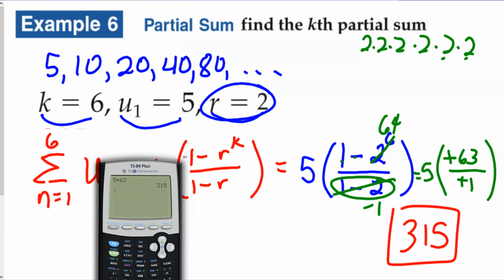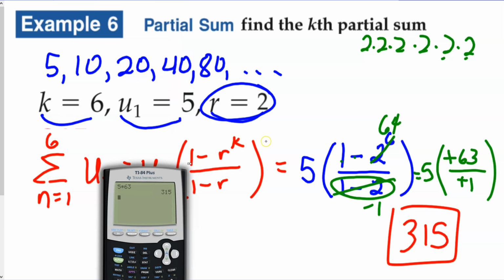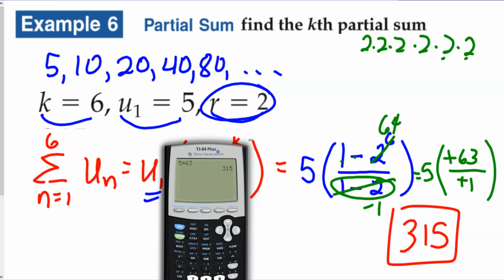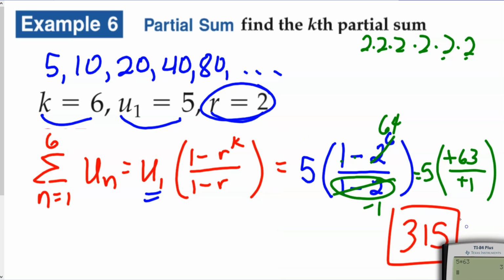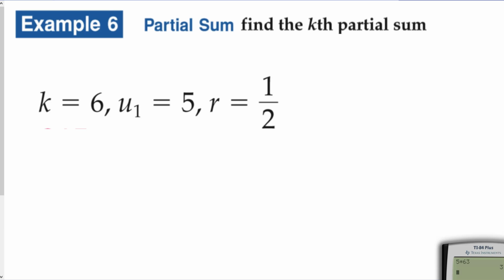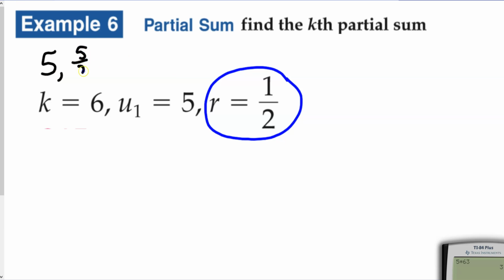Now, that's a pretty simple partial sum of a geometric sequence. Here's one that's a little more complicated. It looks just like the last one we did, only instead of giving you a common ratio that's a whole number, it's a fraction. So if, again, you wrote this out, it would look like this. First term is 5. 5 times 1 half is 5 halves.